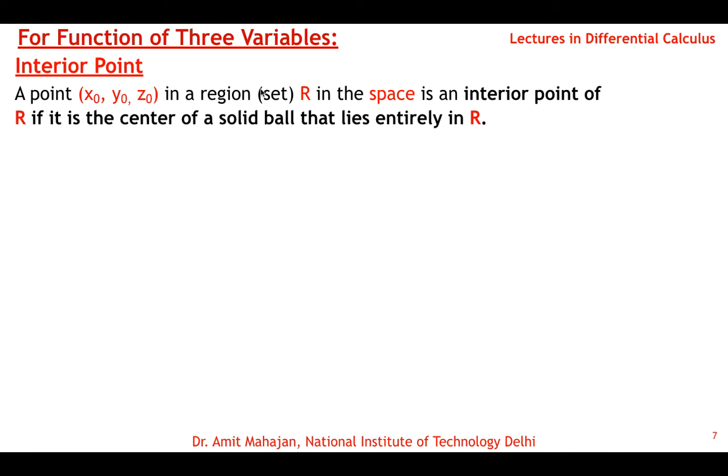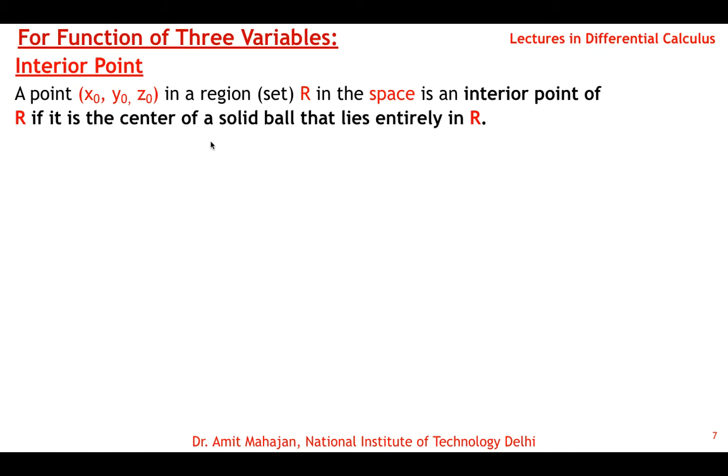Okay, so the definition is very similar to 2 variables, but in the case of 2 variables, the domain was in a plane, so we said that if we can draw a disk. But now we are in space, so here if we can draw a solid ball centered at this point such that all the points inside the solid ball lie entirely in the region R, then we say that all such points are the interior points.